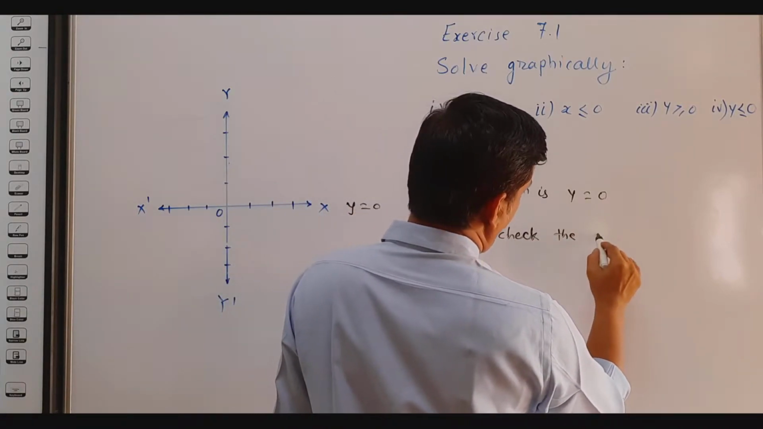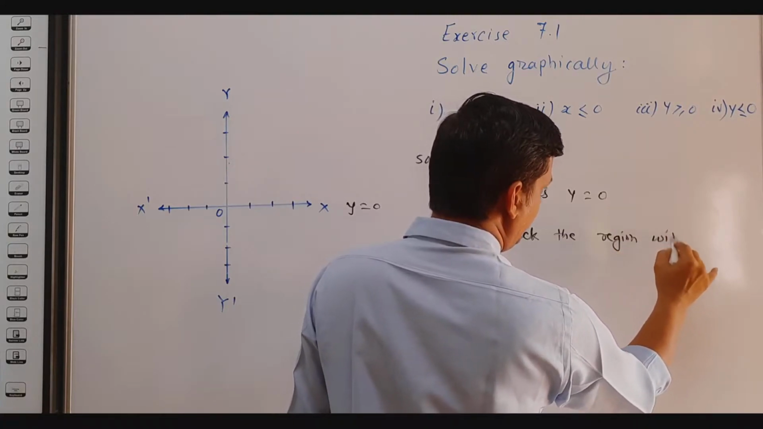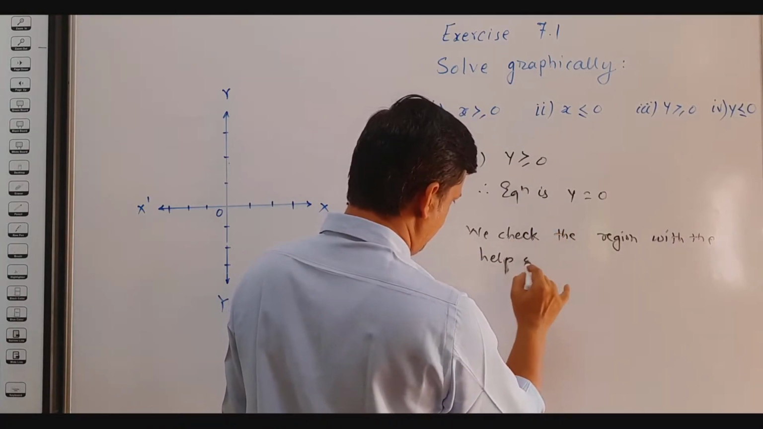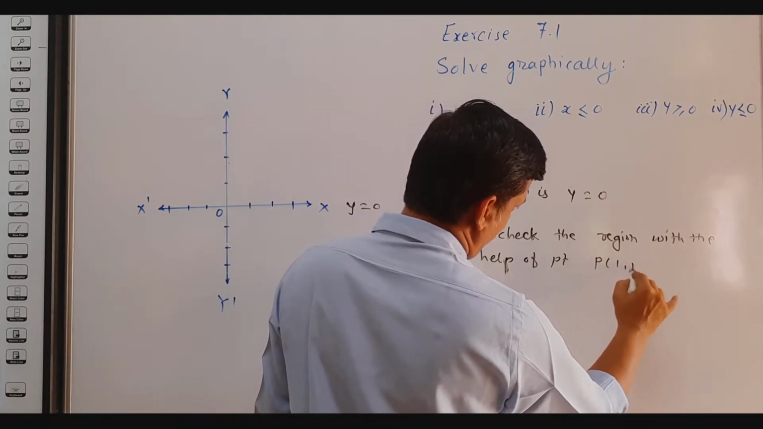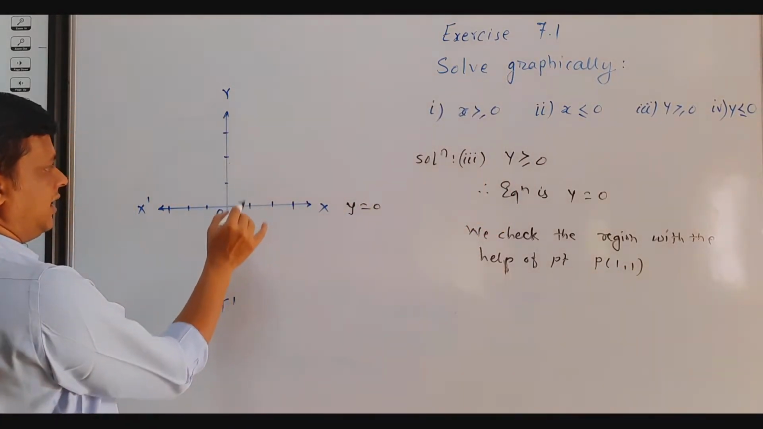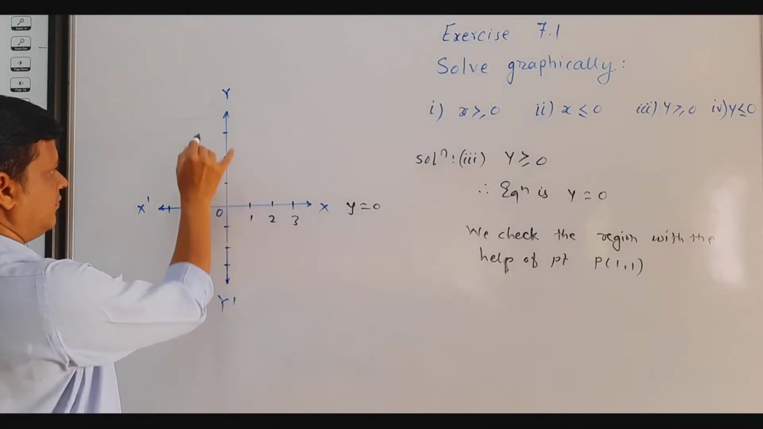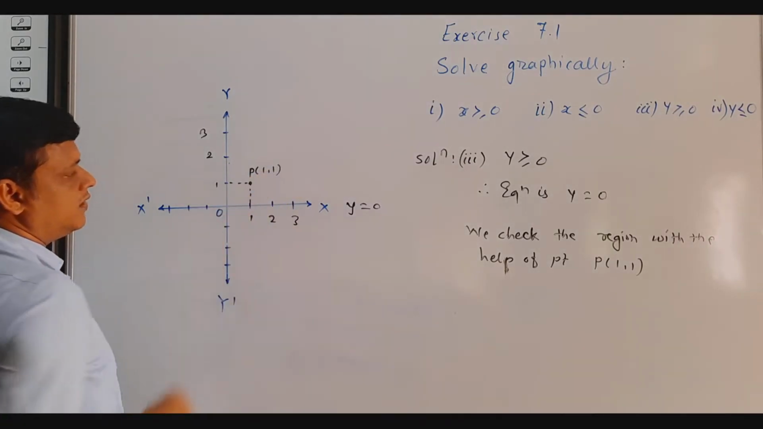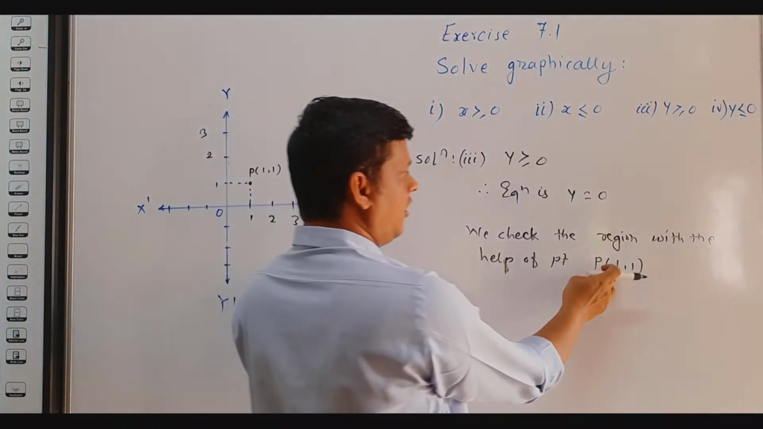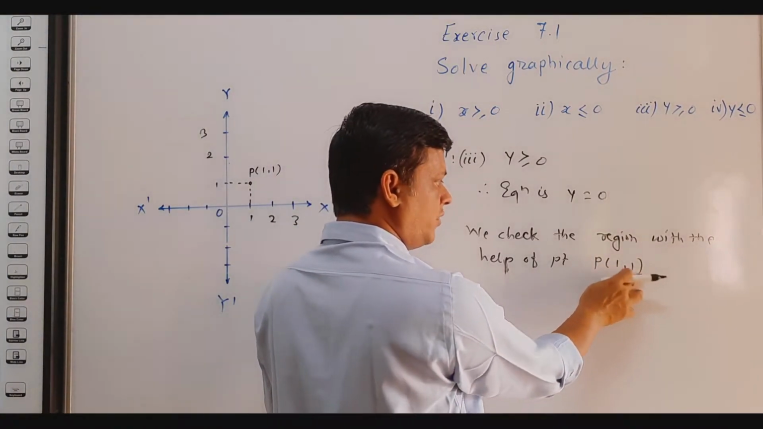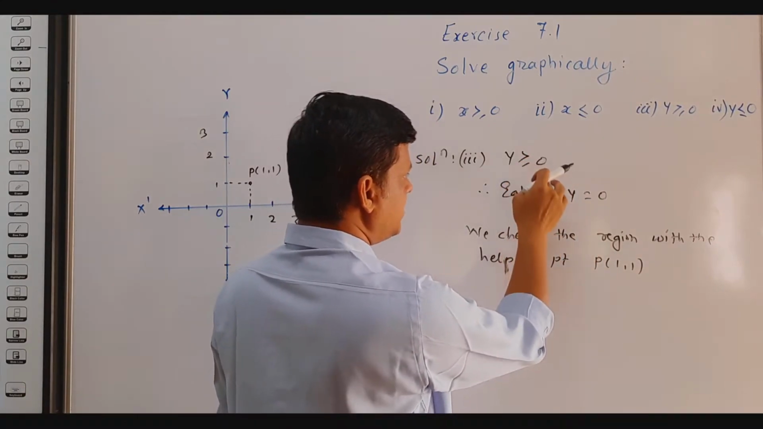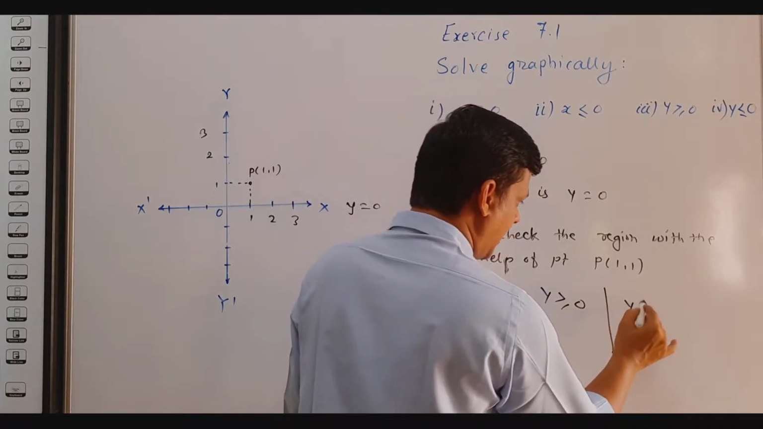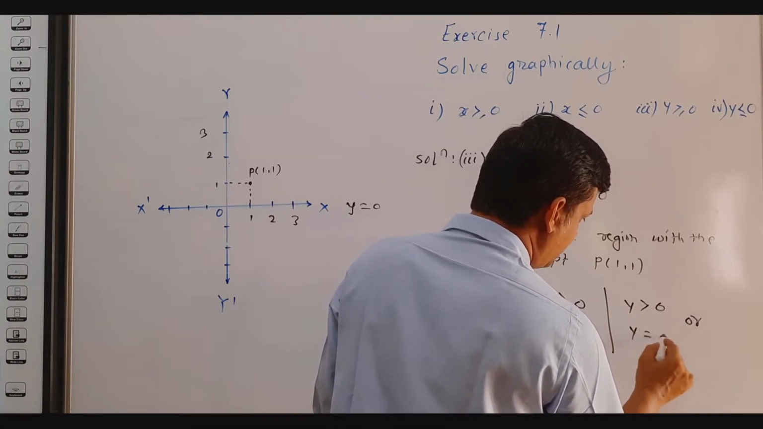the region with the help of point P of (1, 1). So we know that point (1, 1) lies in the first quadrant. So point (1, 1) is here. Now we substitute the values x equals 1, y equals 1. Here only the y coordinate is present in this inequality. So we have to check y greater than 0 or y is equal to 0.